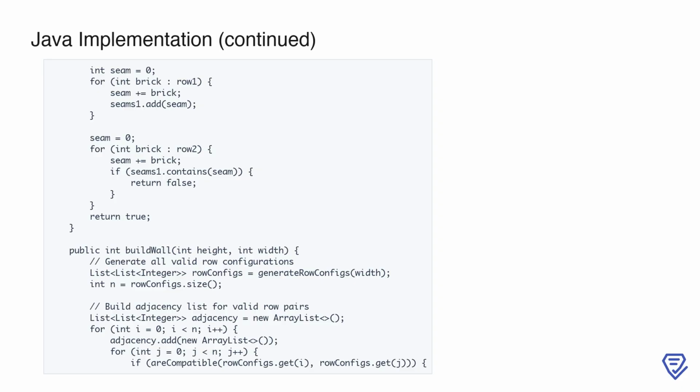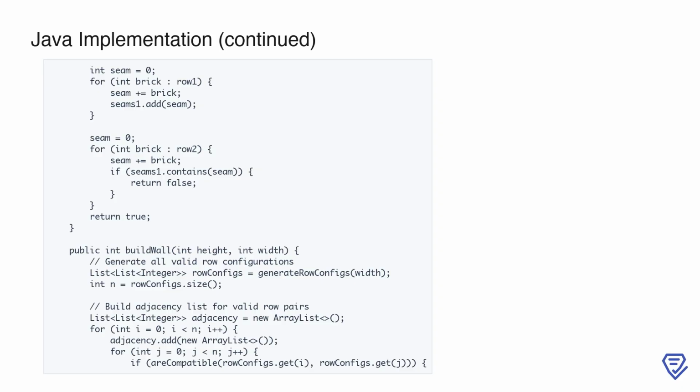These seam positions are stored in a set called seams1. Then, for the second row, we check each of its seam positions against seams1. If any seam from the second row matches one from the first row, the rows are deemed incompatible, and the method returns false. Otherwise, it returns true.